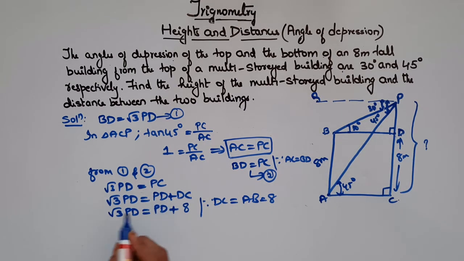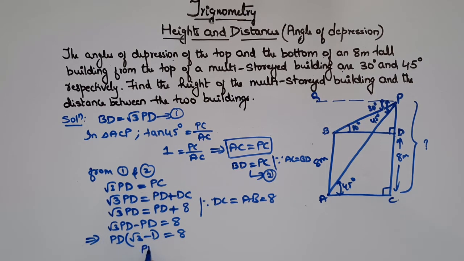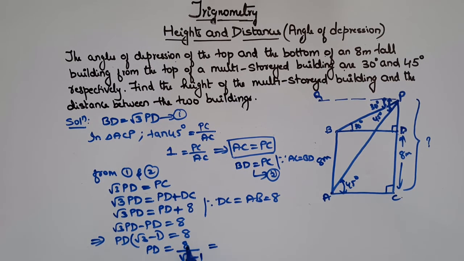So now let's bring this PD term together. We have root 3 PD minus PD is equal to 8, right? So this implies PD into (root 3 minus 1) is equal to 8. So now we got PD is equal to 8 by (root 3 minus 1), which is equal to 8 by (1.73 minus 1) when you substitute root 3. So this whole term will give you 10.95. So we got PD is equal to 10.95.